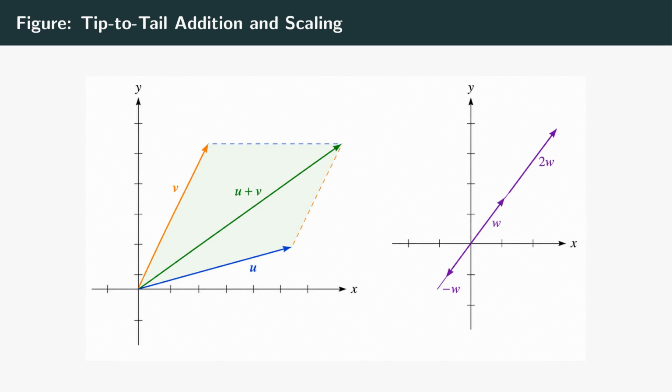On the right, scalar multiplication. Start with an arrow w and double it. 2 times w gives an arrow twice as long pointing the same way. Negating it, negative w, gives an arrow of the same length flipped to point the opposite way. All 3 lie on one straight line through the origin. That line is every scalar multiple of w, which is a preview of next episode's big idea.